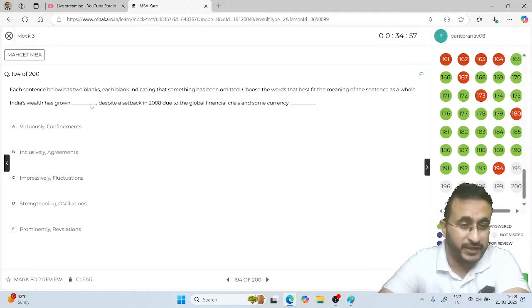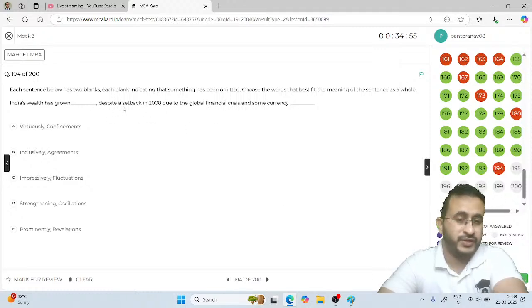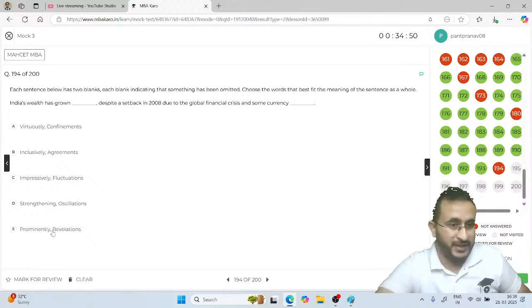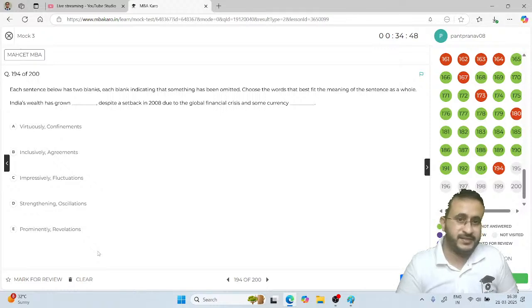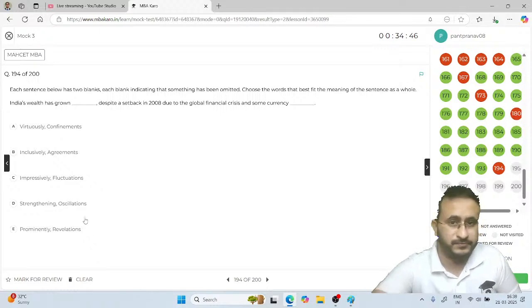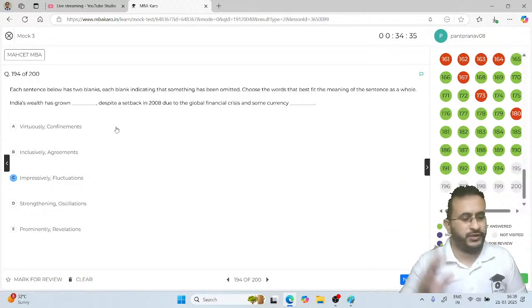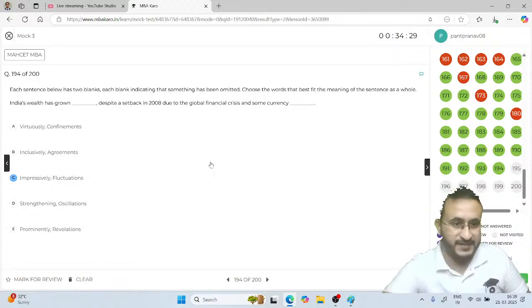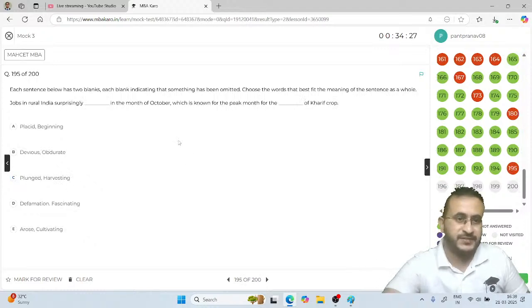India's wealth has grown dash despite a setback, and so it says despite a setback. That means the wealth has grown significantly, right? So prominently would make sense. Impressively, currency fluctuation will make sense here because first means it has grown by a large number. At the same time, there is some financial crisis and currency fluctuation that makes sense for the second one.